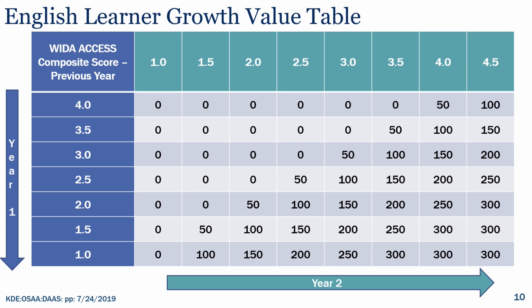The year 2 or current year values range from 1.0 to 4.5. Notice that the English Learner Growth Value Table is just like the Growth Value Table, contains no negative numbers, and gives 50 points for a student who maintains the same level as last year. The point scale also goes from 0 to 300.